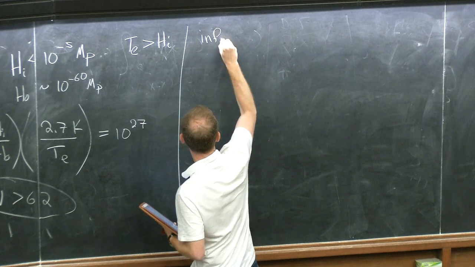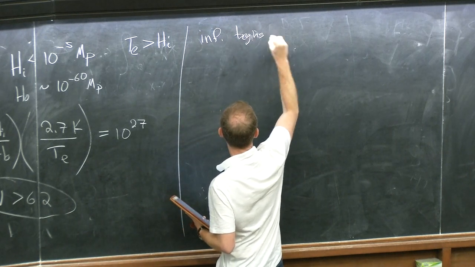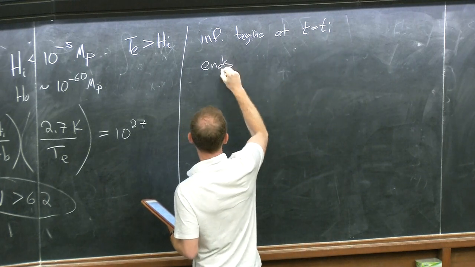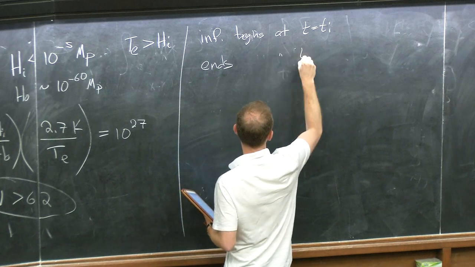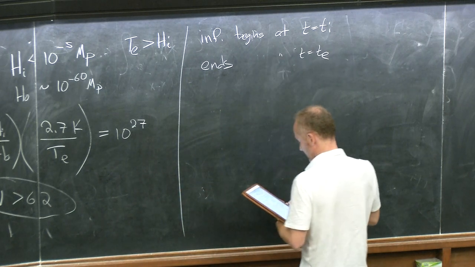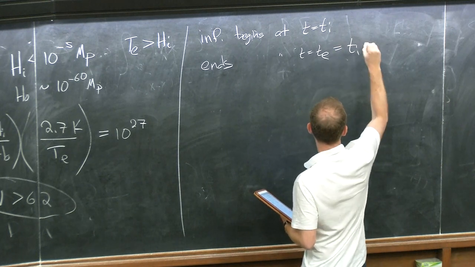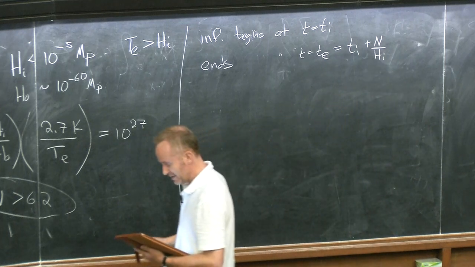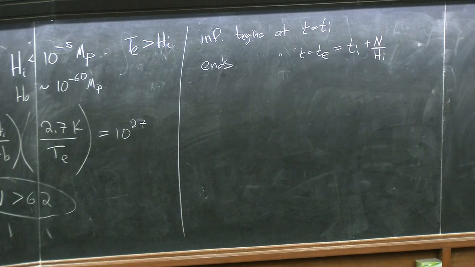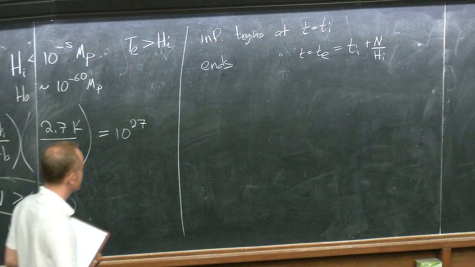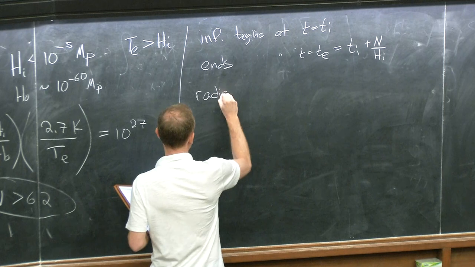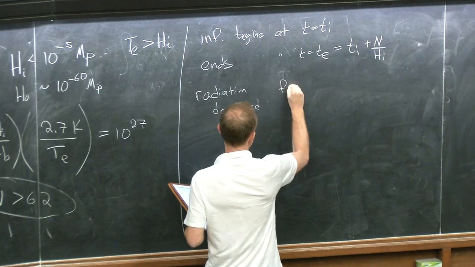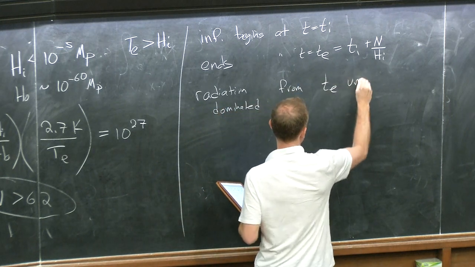We'll say that inflation begins at t equals t_i, and then it ends at t equals t_end, which would be t_i plus N over H. And then, immediately after inflation ends, the universe becomes radiation dominated. And then it's radiation dominated all the way from t_end until t_0.